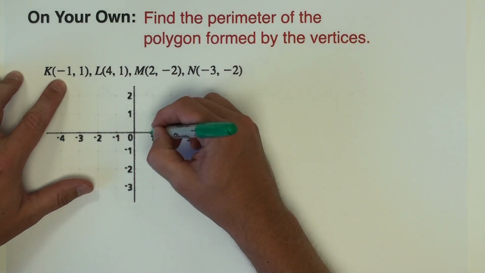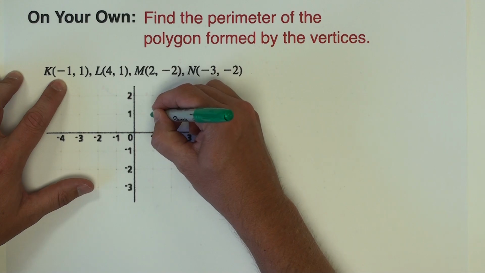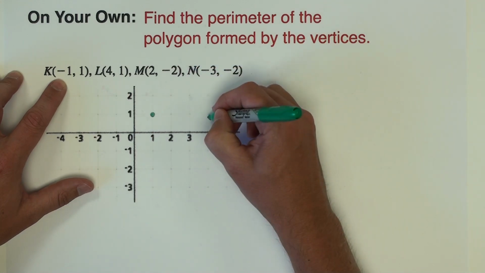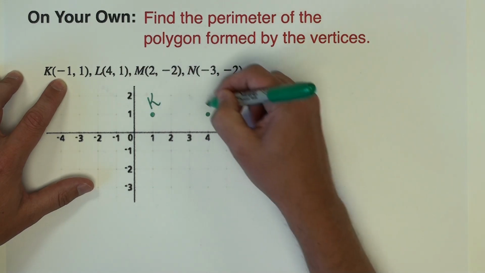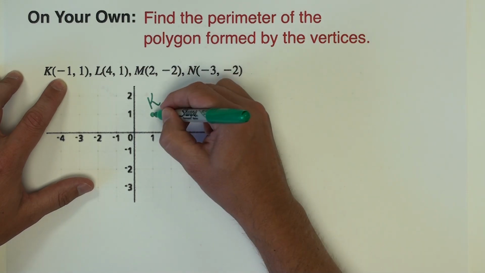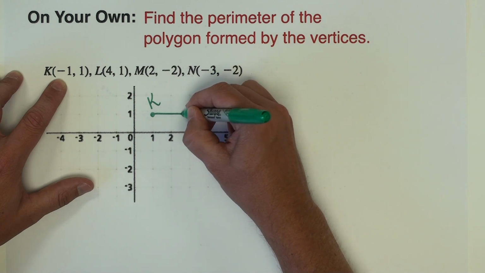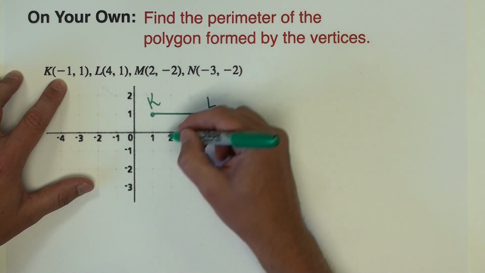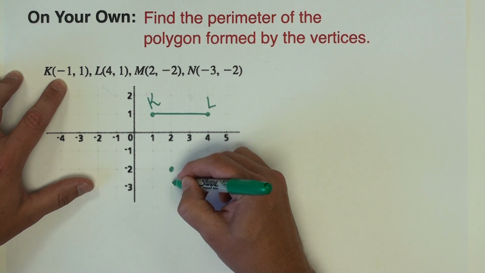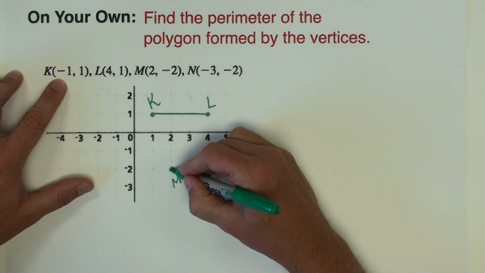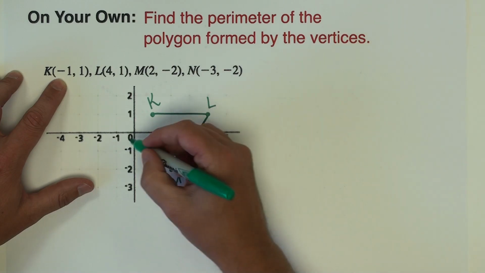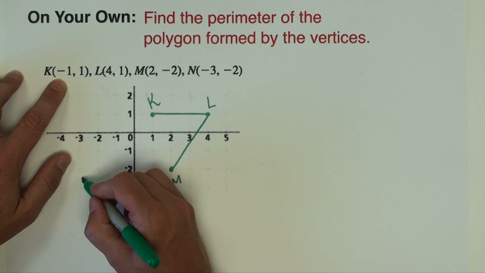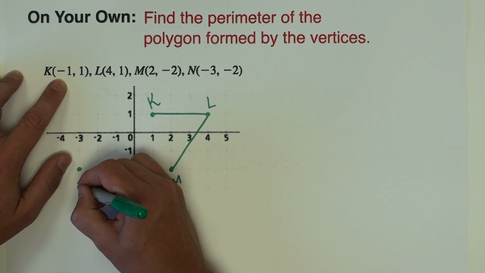So we've got a point at -1, 1. Got a point at 4, 1. Let's go ahead and label these two. That's K, that's L. Got a point at 2, -2. That's M. We have a point at -3, -2. That is N.